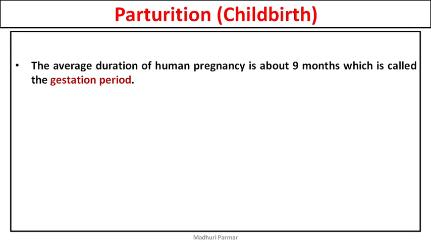Talking about childbirth, at the end of 9 months there is parturition or childbirth. The average duration of human pregnancy is about 9 months, and this is known as the gestation period. Remember this term, gestation period. So 9 months is gestation.